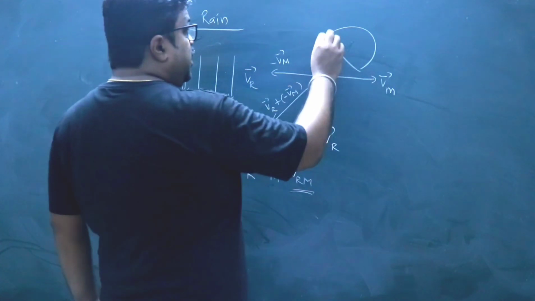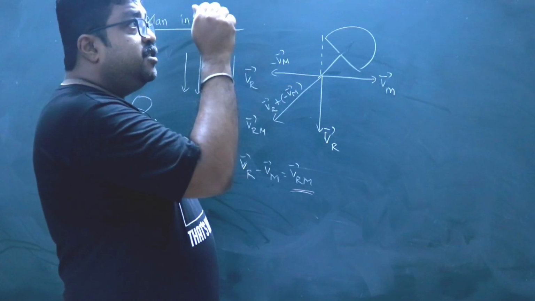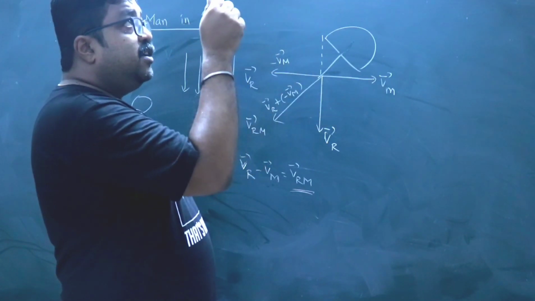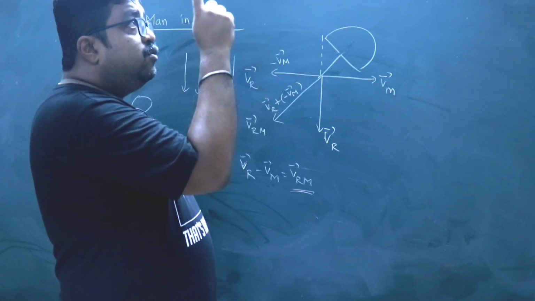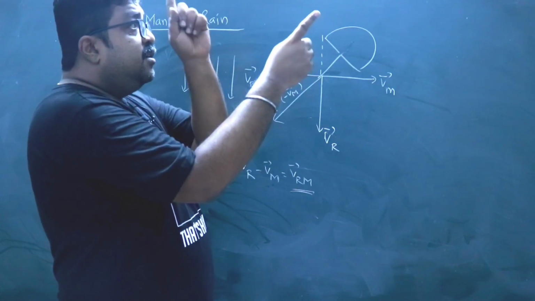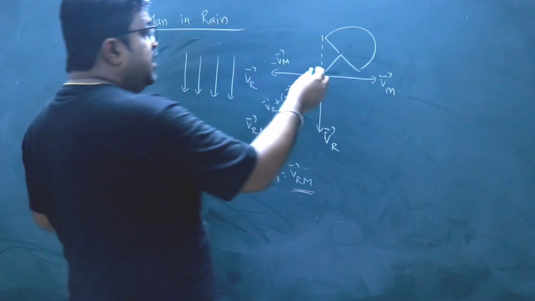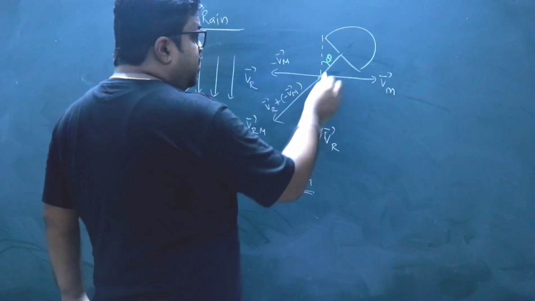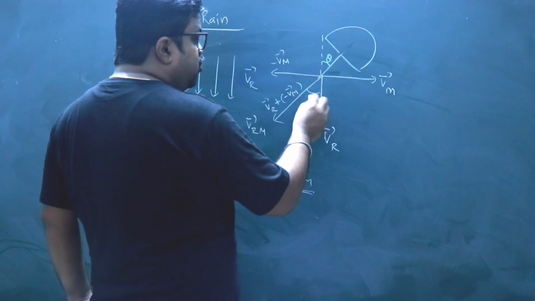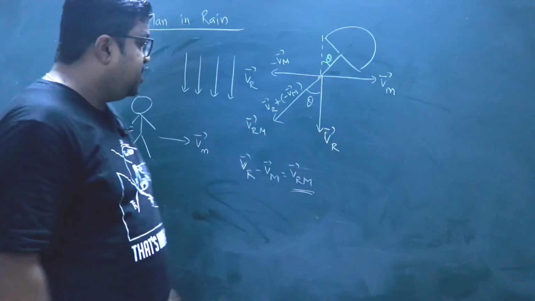Now the angle of the umbrella is always measured with respect to the vertical. So this is the vertical position, and with respect to the vertical, the angle through which the umbrella is rotated is theta. This is the vertical direction, so this angle is theta. If this angle is theta, this is the vertically opposite angle, so this angle will also be theta. So our goal is to find the value of this theta.